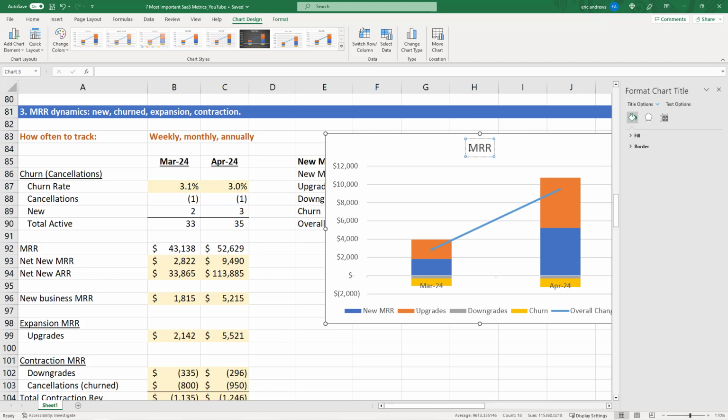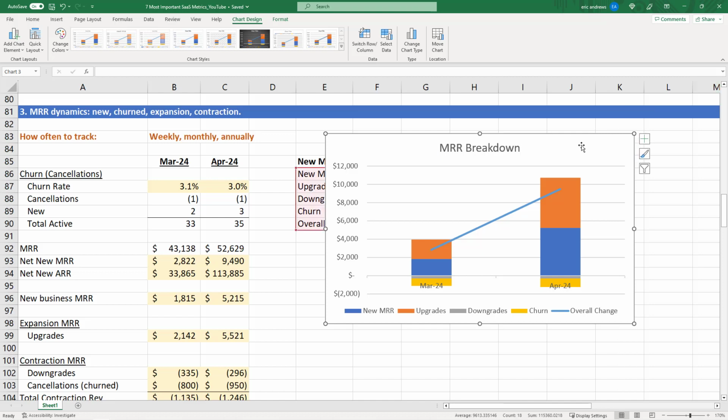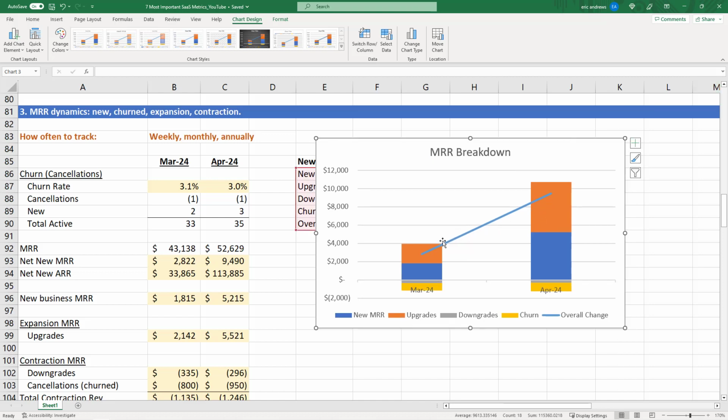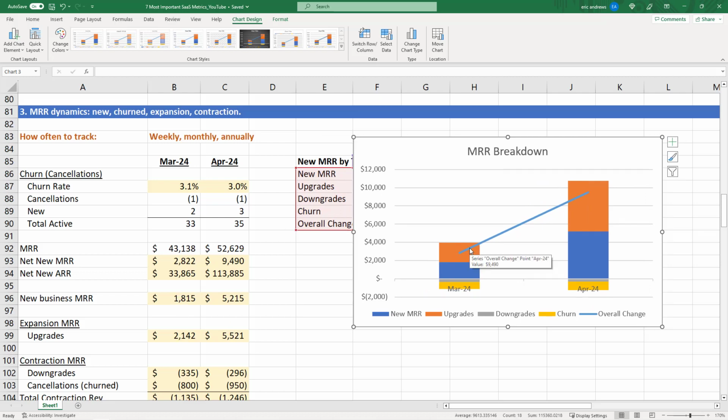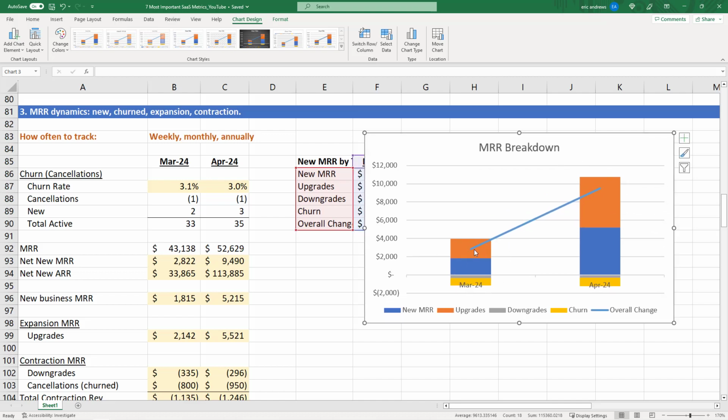MRR breakdown. And what this would show you is the line here is sort of your overall MRR. So your new MRR was 2,800, and then it was about 9,500. And then you can see these are all the things here on the positive side, your upgrades and your new business that increase your MRR. And below you can see the downgrades and the churn. These are the things that decrease your MRR.